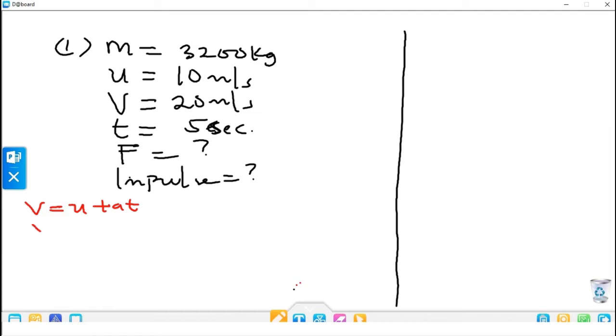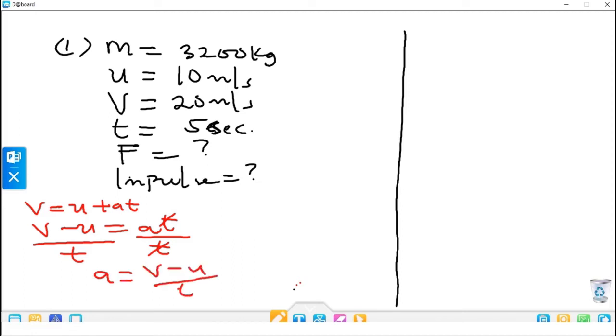By so doing, we have v minus u equal to at, that is when u crosses to the other side. Divide both sides by t. This and this will go. Our a becomes v minus u all over t. So we're going to use this formula to find the acceleration of the truck.